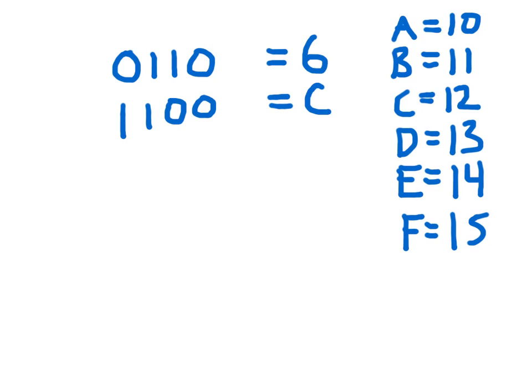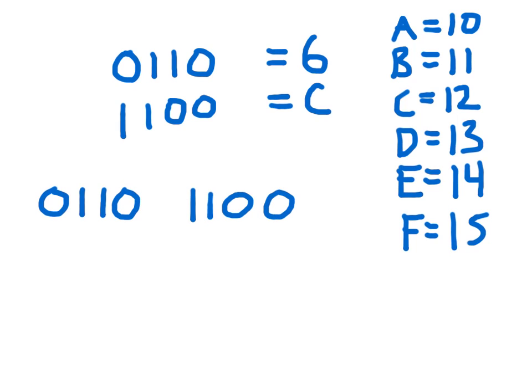Now this is where a bit of the magic comes in, because when you have a binary number like this, think of this as a single binary number, and you want to convert that to hexadecimal, all you have to do is convert each 4 digits to hexadecimal. So the answer is going to be 6C.